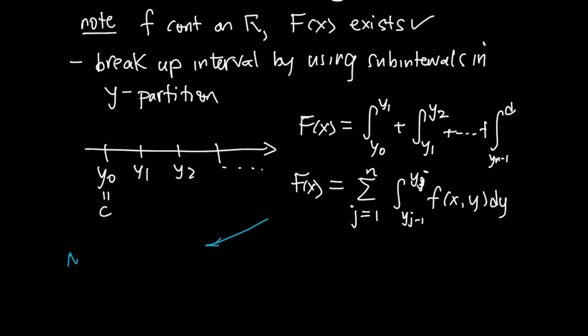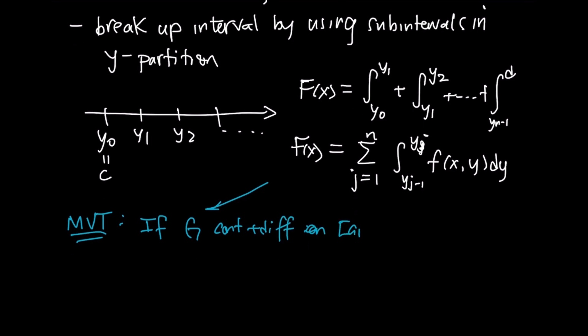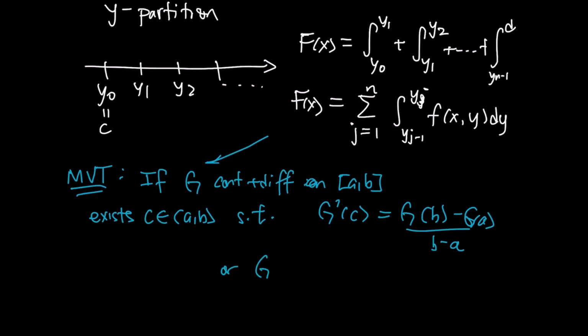Now I have to take a little bit of a sidetrack here. There's something called the mean value theorem. If I have a function g that's continuous and differentiable, the mean value theorem says the following. There exists some number c between a and b so that the derivative of this function is equal to this particular difference. Or I could take this difference and simply say that it's equal to this.